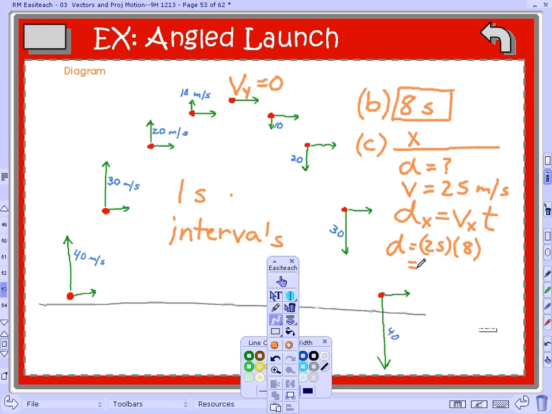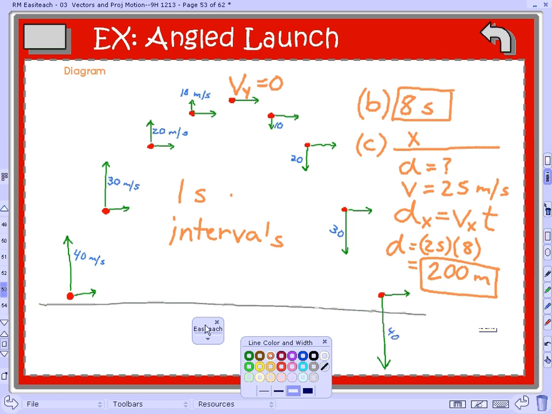And if you have 8 quarters, how much money do you have? You have $2. So that's 200 cents. In this case, it's not cents, it's meters. That is the horizontal range that this thing covered. And can anybody tell me, so this is what we just solved for, that's 200 meters.